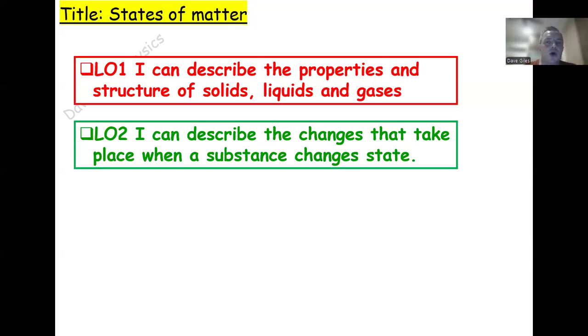Hello and welcome to the first lesson on Unit 2 Thermal Physics. We're going to start by looking at states of matter. So our first learning objective for today is describe the properties and structures of solids, liquids and gases. And in the second half of the lesson, we'll be describing the changes that take place when a substance changes state from, say, a solid to a liquid or from a liquid to a gas.